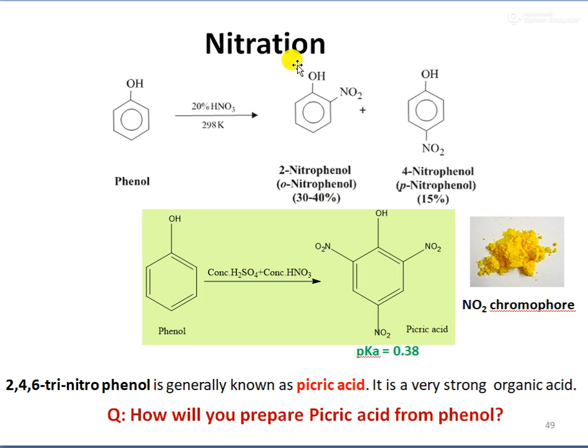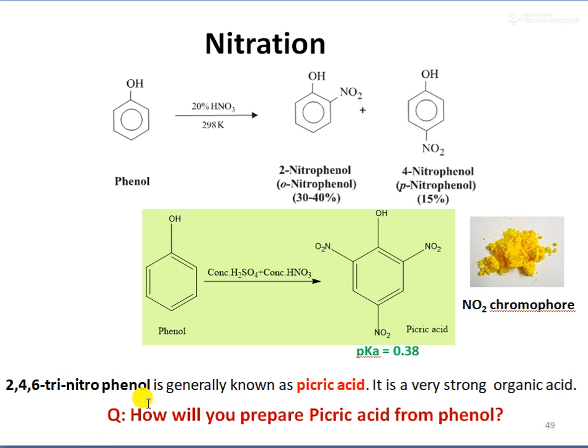Then we studied nitration. Here with 20% nitric acid concentration at low temperature, you get 2-nitrophenol and 4-nitrophenol. Whereas with concentrated sulfuric acid and concentrated nitric acid treatment, the phenol will give picric acid. So this is the color of picric acid. This is a yellow compound, and the yellow color is due to the chromophoric effect of the NO2 group.